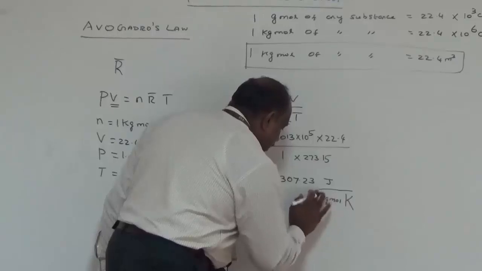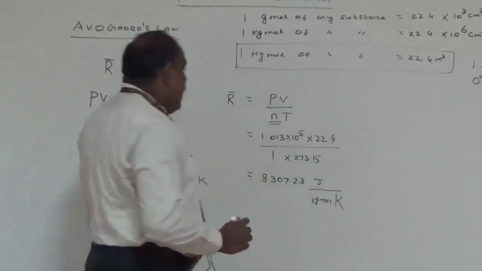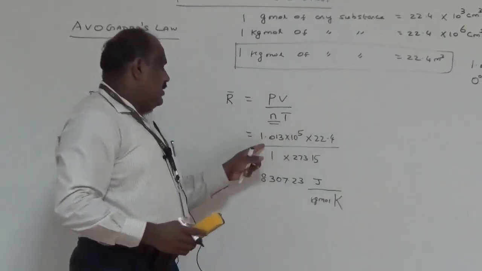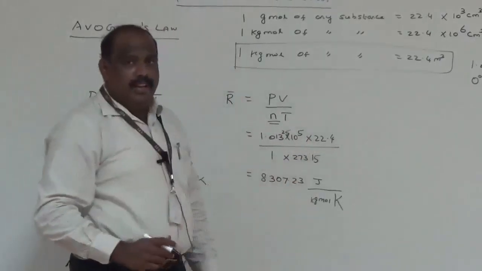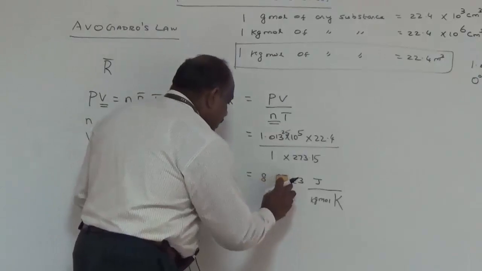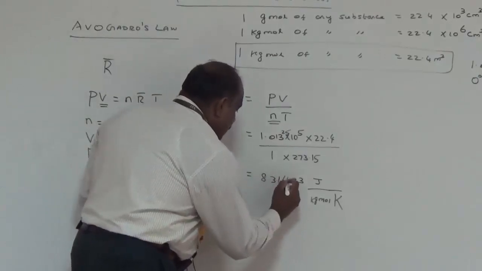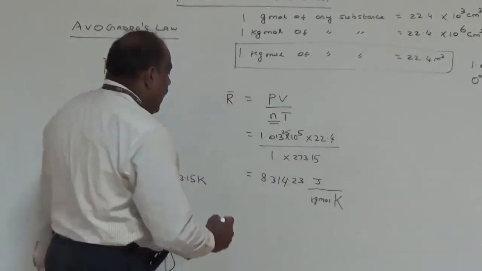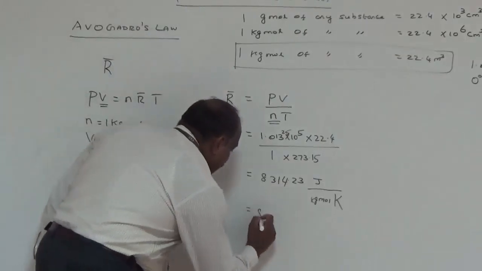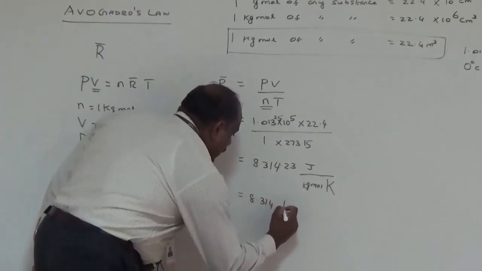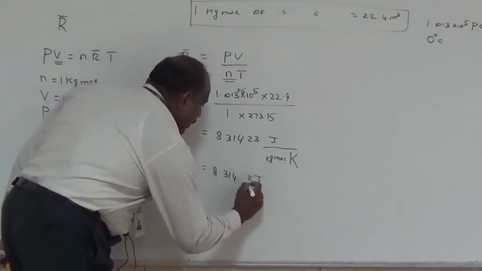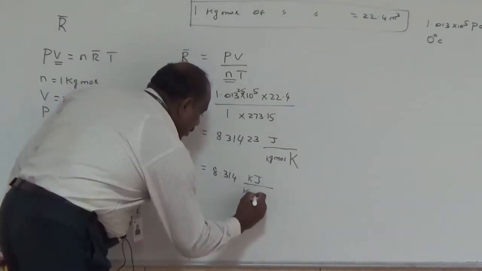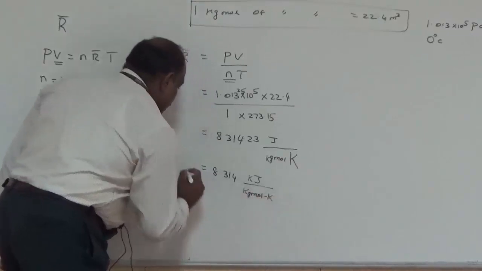This k should be small k. And if we take the exact values, instead of 1.013, we can even take the exact value like 1.01325. Then we will end up with the value 8314 and some decimal. So the actual value will become 8.314 kilojoule, because I converted the joule into kilojoule by dividing by 1000, per kilogram mole Kelvin.